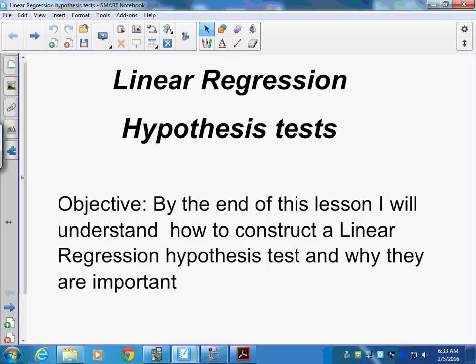Hello and welcome to today's lesson, linear regression hypothesis testing. In our last lesson, we saw how to build a confidence interval for linear regression models. Today we're going to be looking at constructing a hypothesis test for a linear regression model. Our objective for today: by the end of this lesson, I will understand how to construct a linear regression hypothesis test and why they are important in statistics.